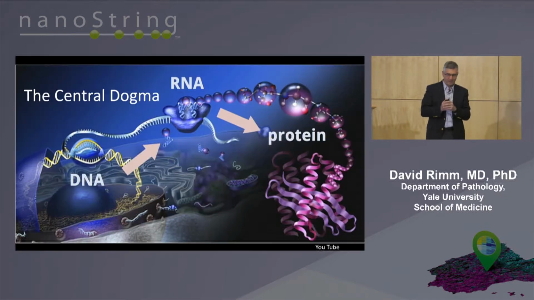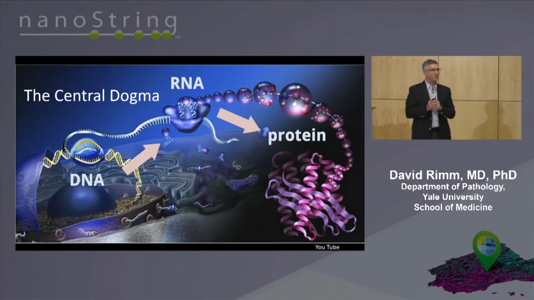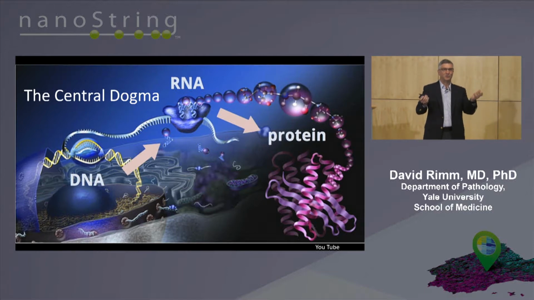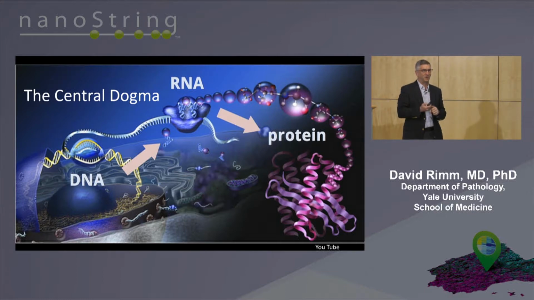The last thing I want to talk about in the last 4 minutes is the central dogma. And that is, we all do all this expression profiling and RNA measurement, and we assume that that's what we're measuring. We're measuring the protein even because it's a lot easier to measure RNA than protein.